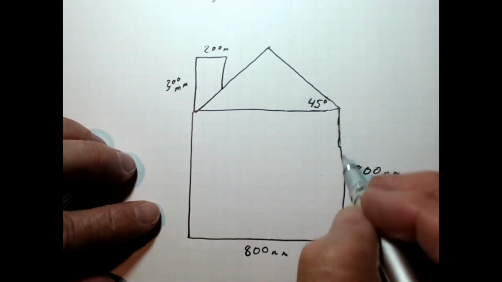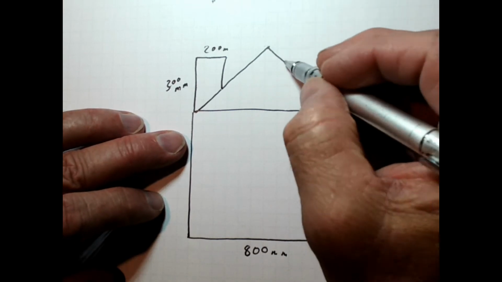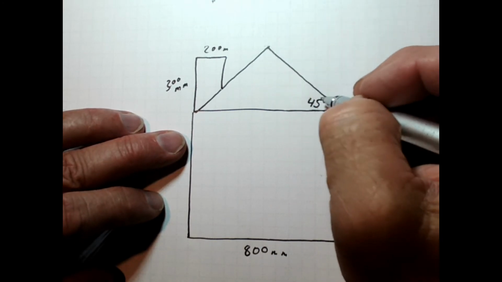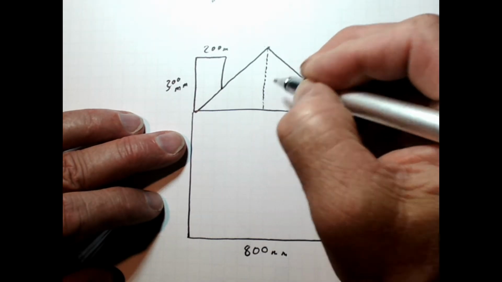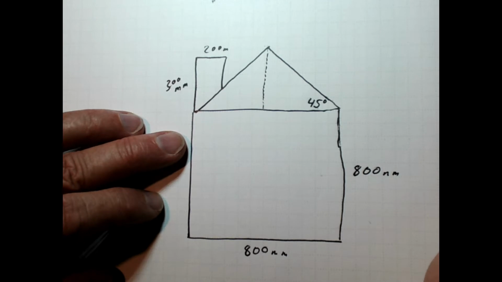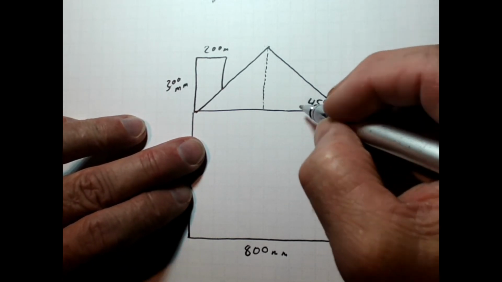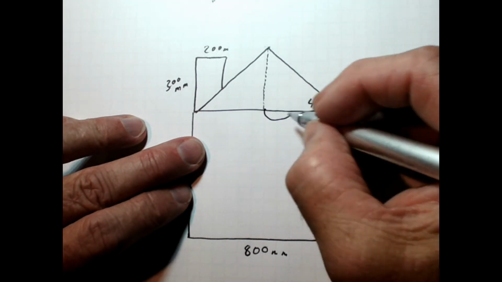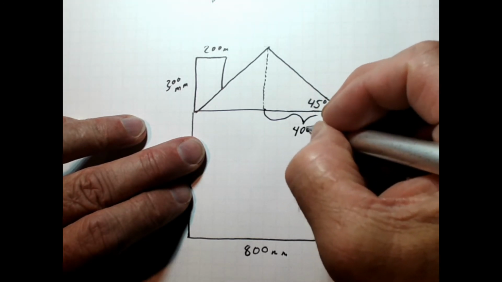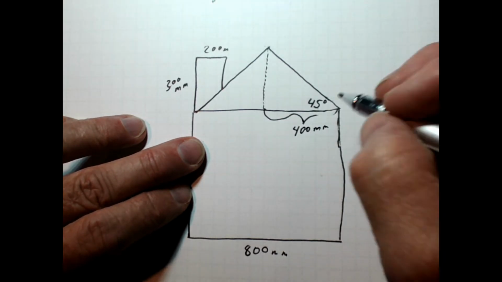Right, so I know the length of these four sides. I need to find this length right here so I can make this into a right triangle if you think back to geometry. And we're going to use a little bit of trig. Okay, so I know that this half is 400 millimeters because that's half the total length, which was 800 millimeters.